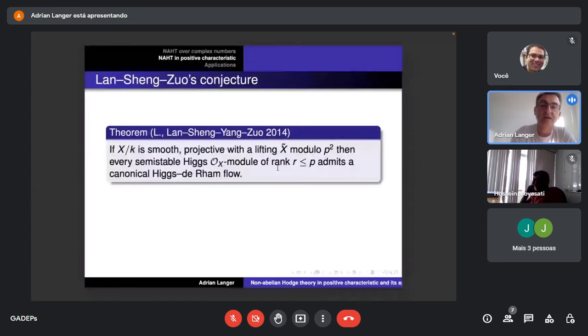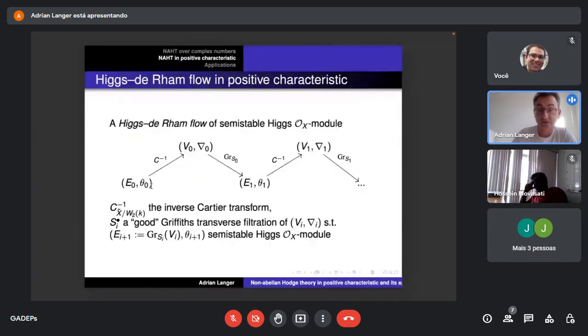The theorem says that if you have a semi-stable Higgs module of rank r less or equal than p, then it admits a canonical Higgs-de Rham flow. So here I really can start with any semi-stable Higgs module, and I can produce from this E_0 and theta_0, which is a system of Hodge bundles, which is semi-stable, and then have this kind of flow.